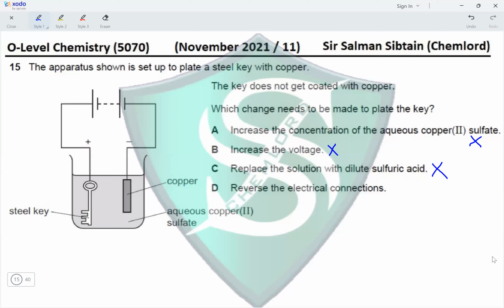Reverse the electrical connection. Yes, yes. Switch the positive and the negative terminal. This would result in the steel key being coated with copper. So this makes option D the correct option for this question.